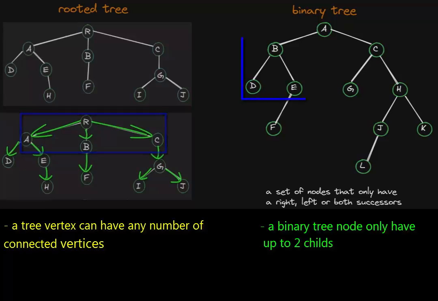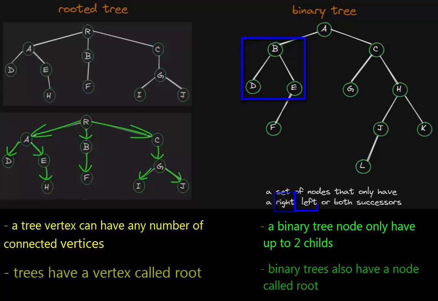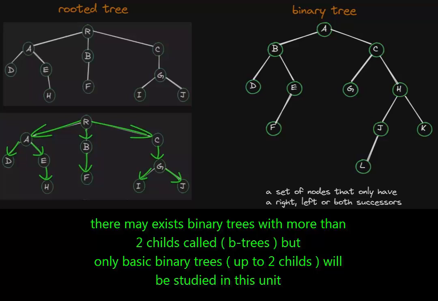On the other hand, a binary tree can only have a right child, a left child, or both children. There may exist trees with more than two children called B-trees. Watch out, because they look similar to graphs. In this unit we only take care of binary trees with up to two children.